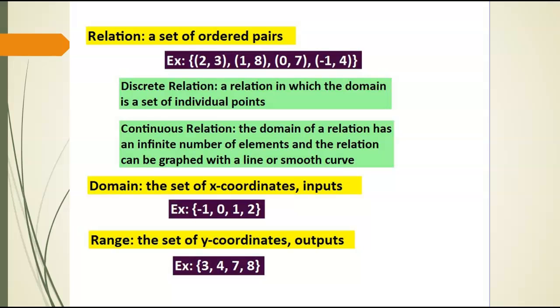We have 2 types of relations, discrete and continuous. A discrete relation is a relation in which the domain is a set of individual points. A continuous relation is a relation in which there is an infinite number of elements and the relation can be graphed with a smooth line.